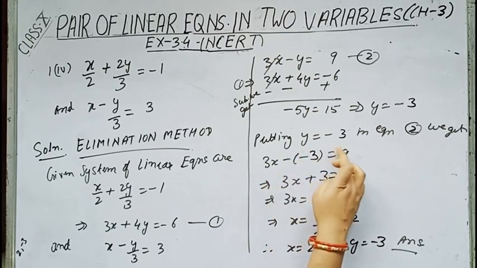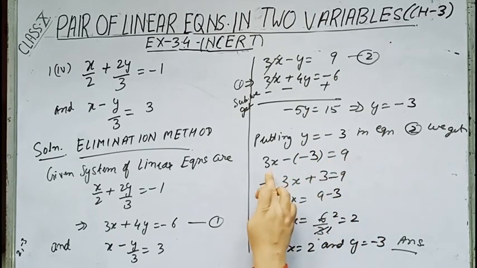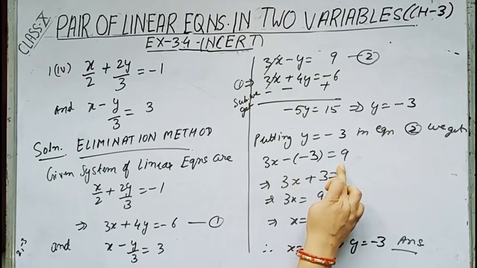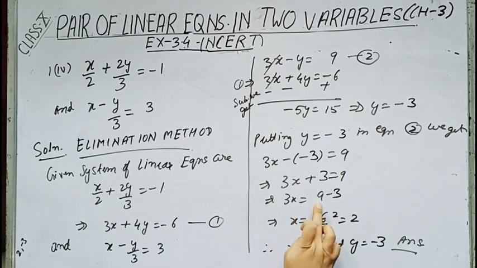Now putting y equals minus 3 in equation 2, we get 3x minus of minus 3 equals 9. So 3x plus 3 equals 9. Therefore 3x equals 9 minus 3 equals 6. Therefore x equals 6 by 3 equals 2. Therefore x equals 2 and y equals minus 3. Answer. Now let us go to substitution method.